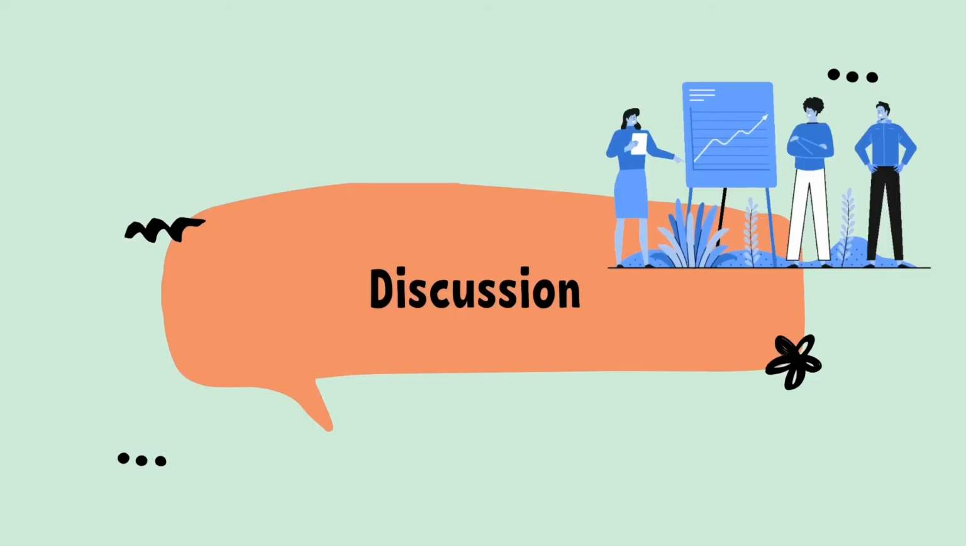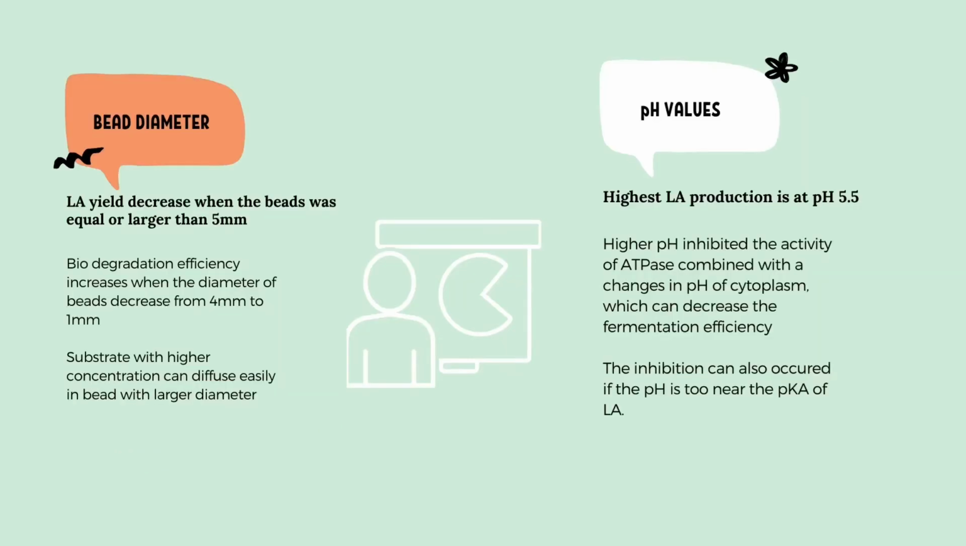Let's discuss. Lactic acid yield decreased when the bead's diameter was equal to or larger than 5 mm. It can be concluded that fermentation efficiency increased with the decrease of bead diameter from 4 mm to 1 mm. Substrate with higher concentration can diffuse easily in beads with larger diameter.